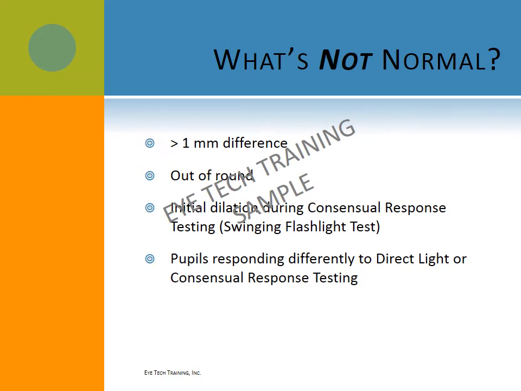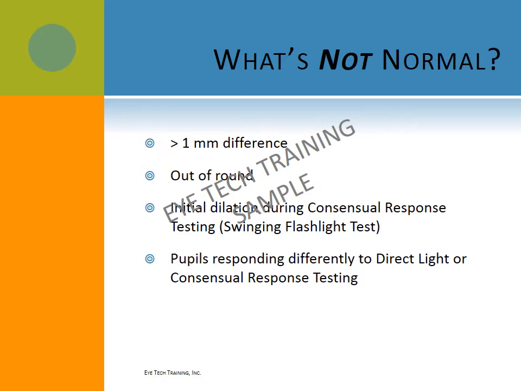So what's not normal for pupils? More than a millimeter difference in size, not normal. Out of round, not normal. If during the swinging flashlight test, you see initial dilation when you swing over to a pupil, that is not normal. If your pupils respond differently to one another, either during the direct light response testing or the consensual light response testing, that is not normal.